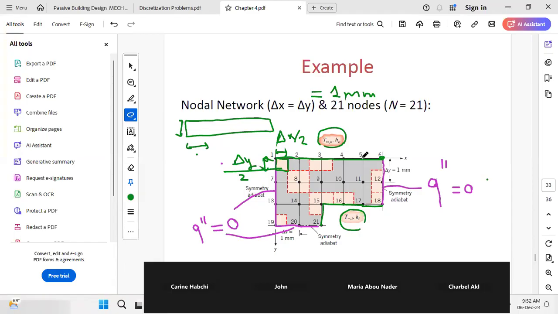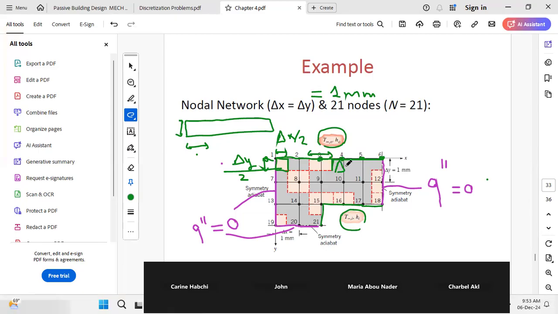So if you want to take nodes on the boundaries, then these cells will have a different size. For any cell at a corner, the size will be delta x over 2 in horizontal and delta y over 2 in vertical. If I take a cell, for example, the following one, in this direction it is normal, it will have delta x, but in the perpendicular direction, the size will be delta y over 2 because the node here is at the extremity of the domain.